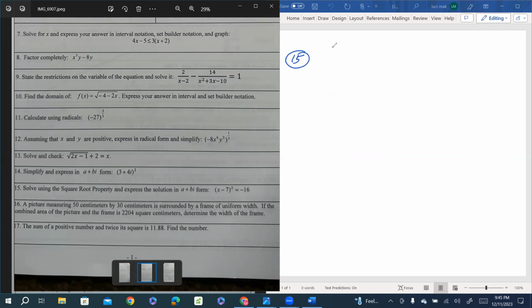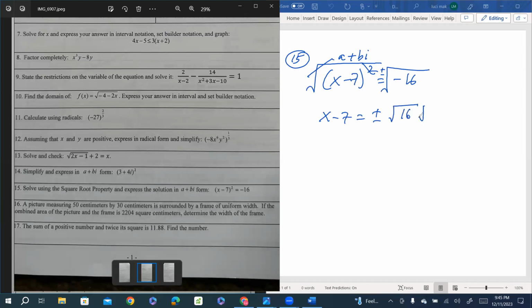15, solve using the square root property and write the answer in a plus bi form. So we have x minus 7 whole squared equals negative 16. Straight away, the opposite of squaring is square root on both sides. We have to remember to put plus or minus. Square root and square are opposite operations, they cancel each other out. We have x minus 7 equals plus or minus square root of negative 16, which is square root of 16 times square root of negative 1. Again, everyone should know square root of negative 1 is the same as i. So x minus 7 is equal to plus or minus 4i.